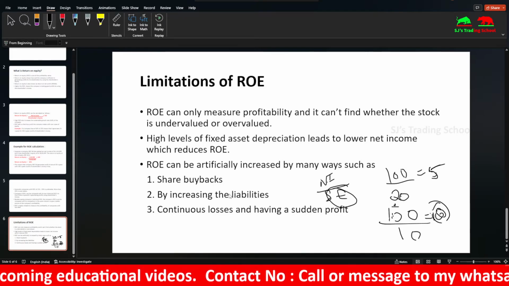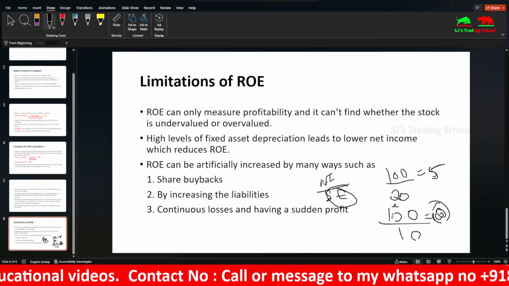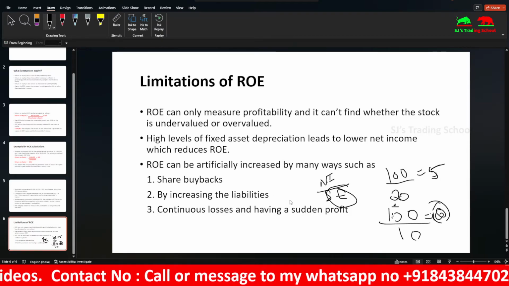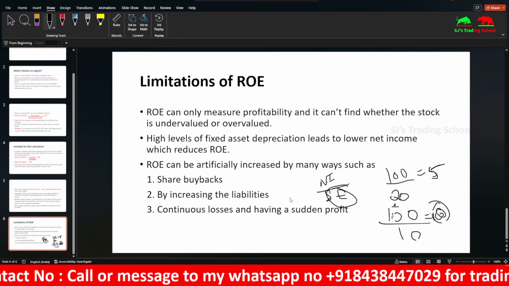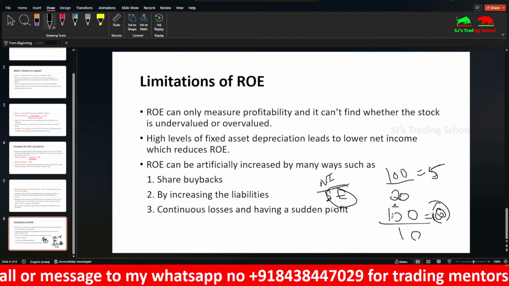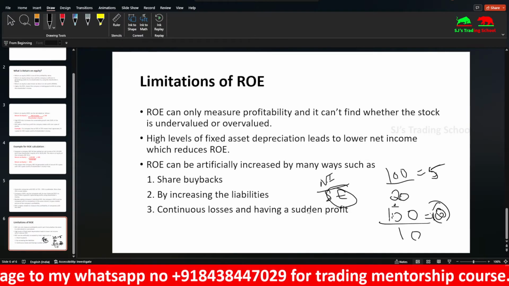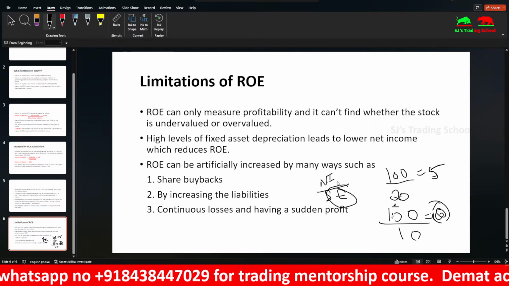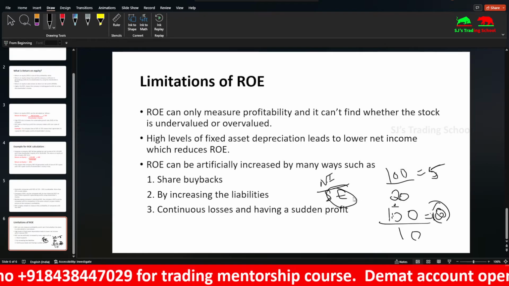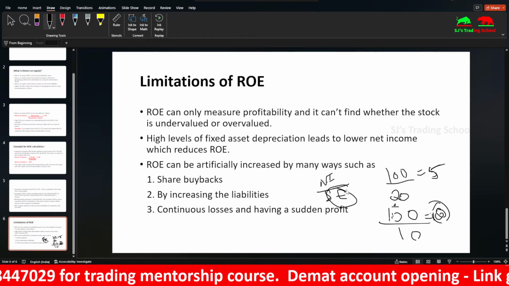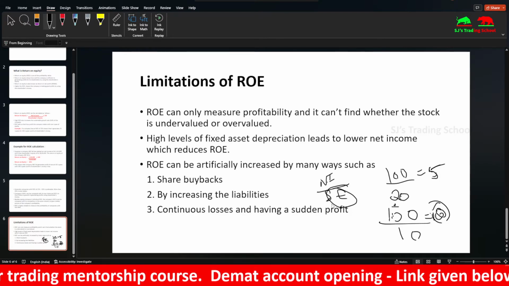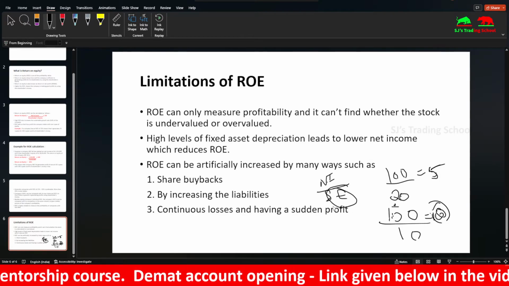case. And the second thing, the shareholders' equity can also be reduced by increasing the liabilities. If the company borrows more money, the shareholders' equity gets reduced. Another formula for shareholders' equity is equity share capital plus reserves and surplus plus preference share capital. This is what I have told you, but there is another formula. What is the formula of shareholders' equity? It is assets minus liabilities.